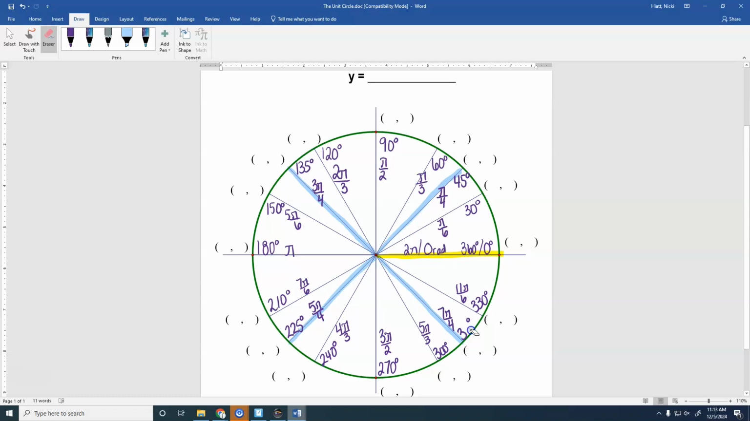Good gracious. If you wrote down 330, like an idiot like I did, since it's already on there, change it to 315, if you blindly followed my poor advice. It is still 7 pi over 4. That is correct.